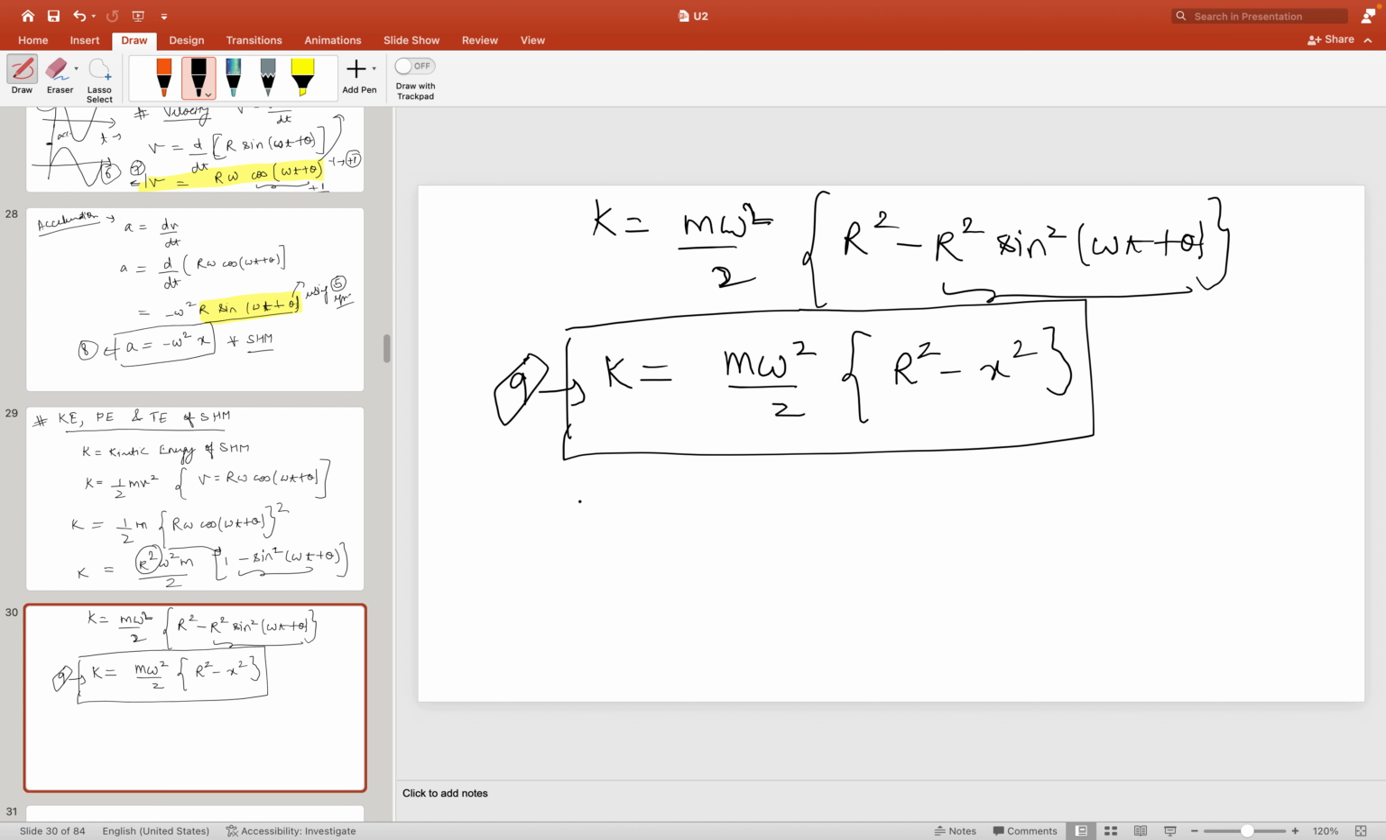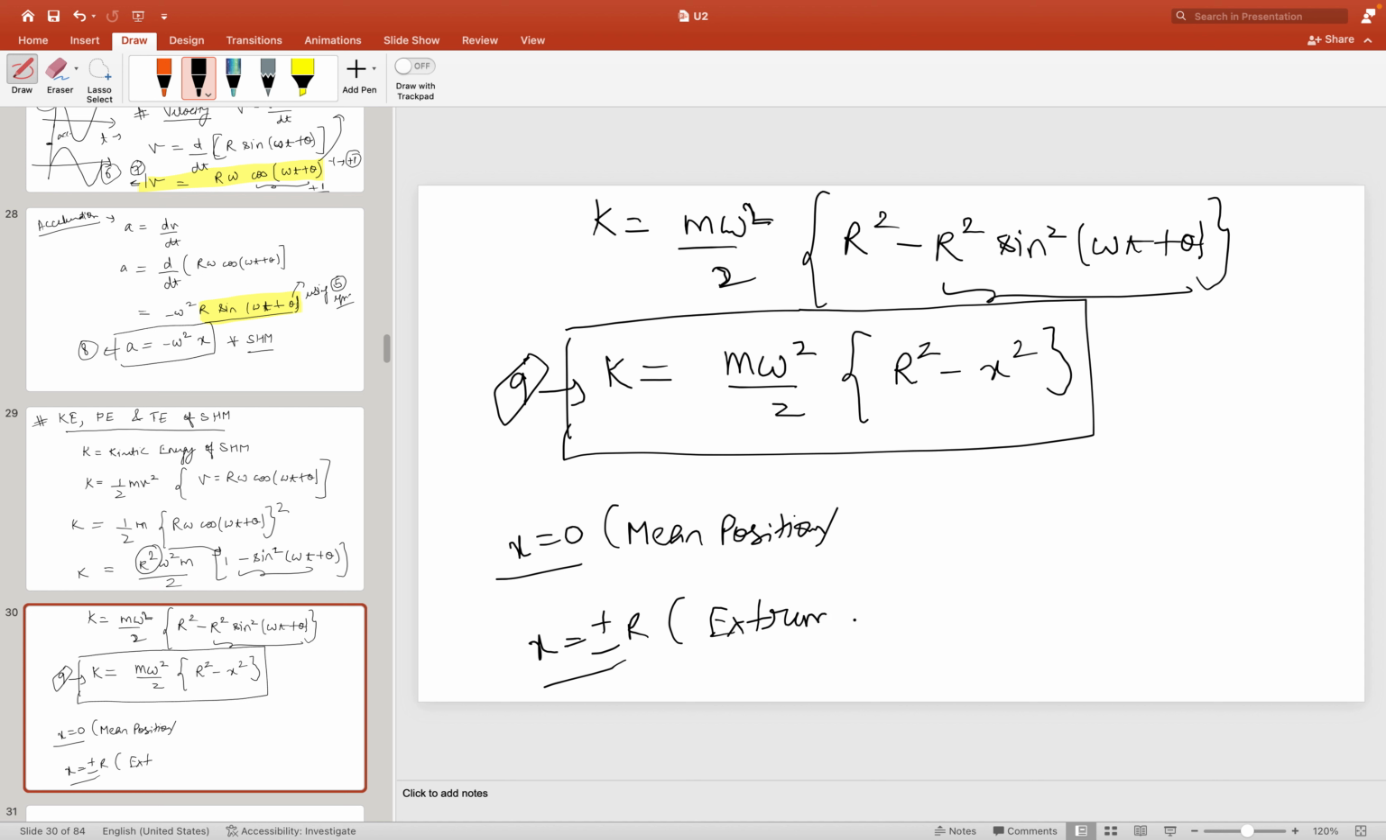Now to see how kinetic energy is varying, we will take two positions. We can take one position, the mean position, x is equal to 0. That will be its mean position, the original one. And the maximum amplitude, x is equal to plus r or minus r. That is the extreme position, right? So what will be the value of kinetic energy at the mean position? Tell me, class. Omega square r square by 2. m omega square, very good, r square upon 2.